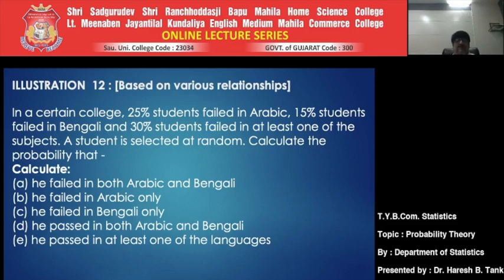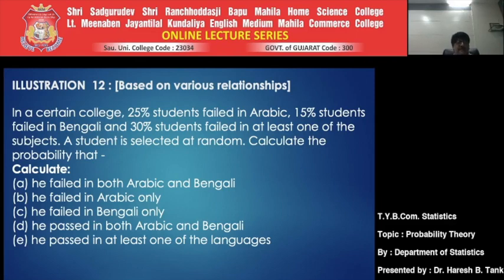The next one: he passed in both. Now we are talking about passing. Passing is nothing but the complement of failing. Pass means non-occurrence. Both means the connector is "and". Since the connector is "and", we are talking about intersection. So our intention is to get the probability of A complement intersection B complement.